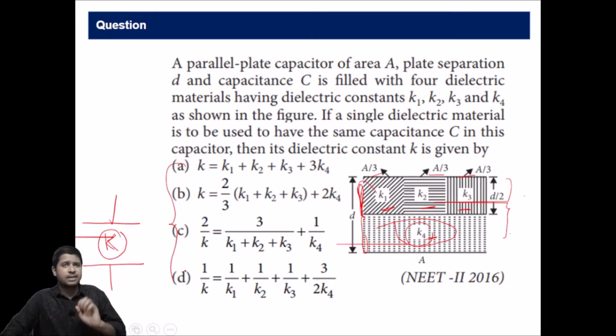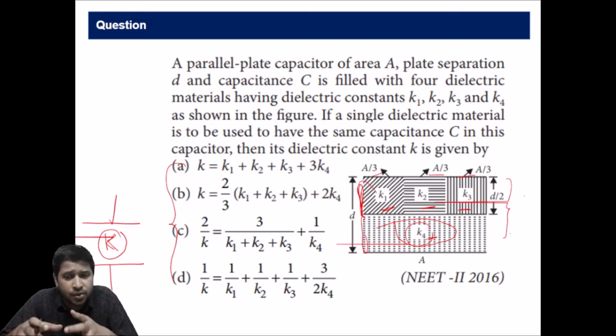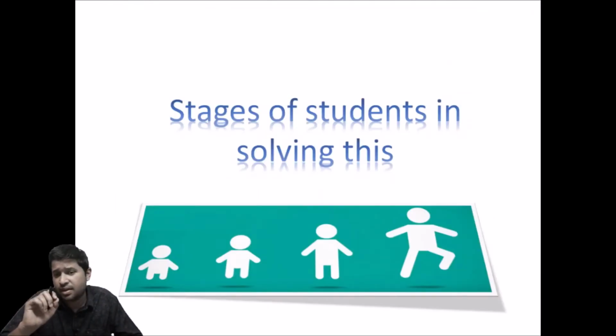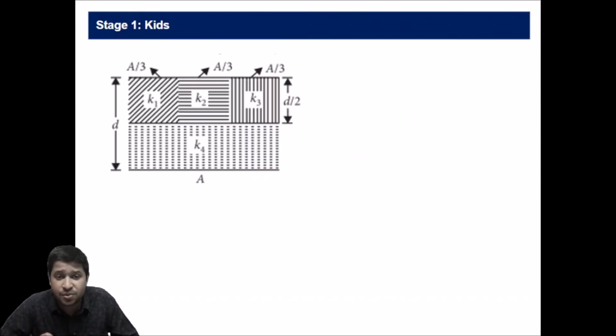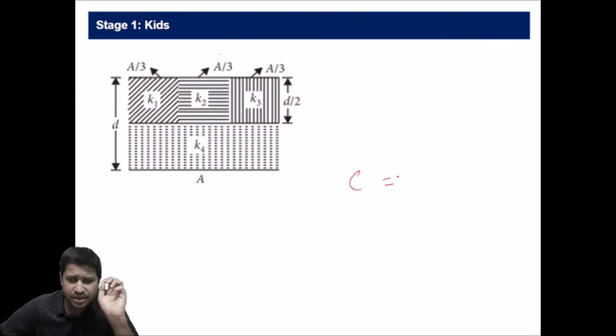Now let us analyze how the students will solve this question. To make you understand better, assuming that you are students who have just started your class 11 or are yet to start, there will be 4 stages of students in solving these kinds of problems. The first stage, which I call kids, he will say that, well, I only know that capacitance is equal to epsilon naught K A by D.